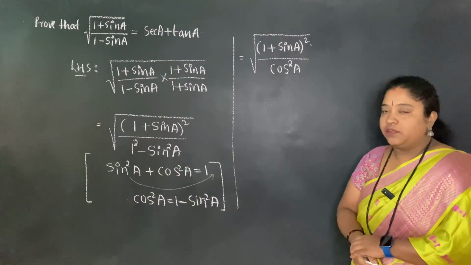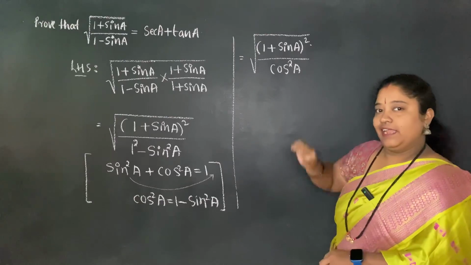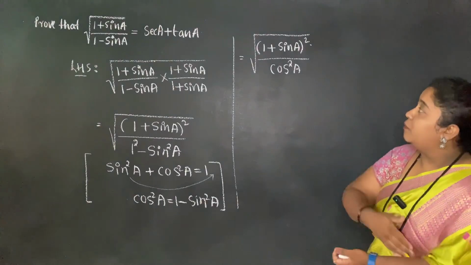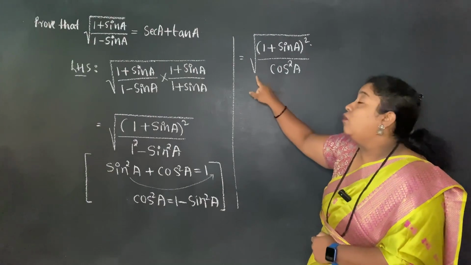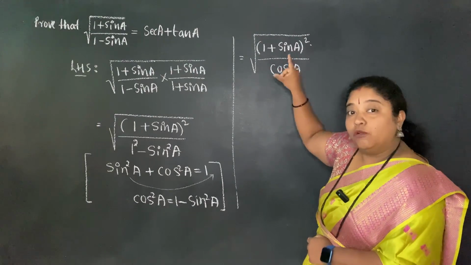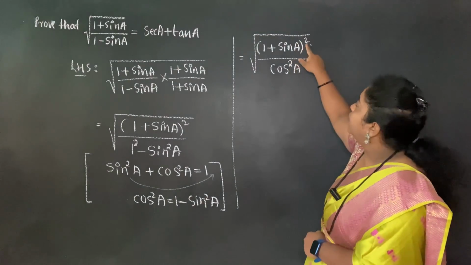Fine, understood. Okay, now dear, this root is related to both the numerator and denominator, and I told you, whenever you want to remove the square root, make the values square. Now look at the board.